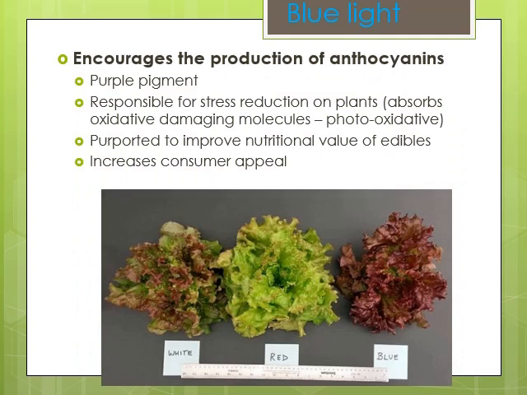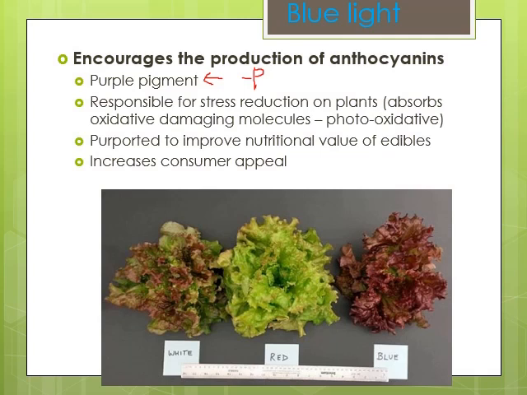Blue light also triggers the production of anthocyanins. So anthocyanins are a purple pigment. We've talked about them in terms of phosphorus deficiency, right? So when you have no phosphorus in your crop, the crop tends to go purple. That's because anthocyanins are a stress response molecule, right? So if the plant's ATP is involved in energy transfer, and if the plant can't move energy properly, there's going to be an excess of electrons.